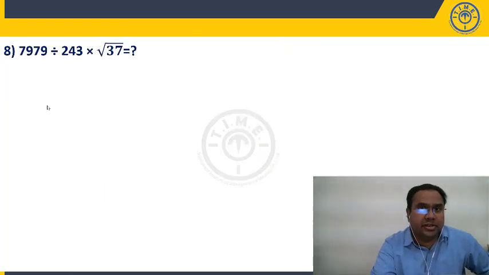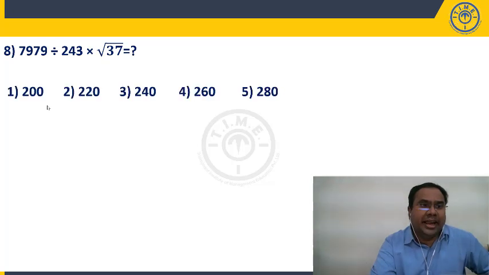Options are closed in the previous question, right? Question number 8. 7979 divided by 243 into root 37.